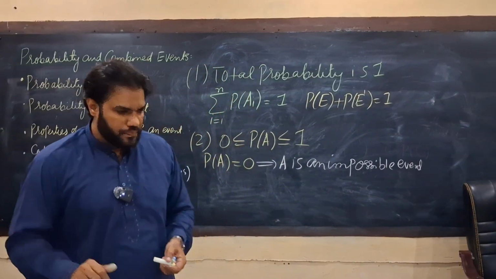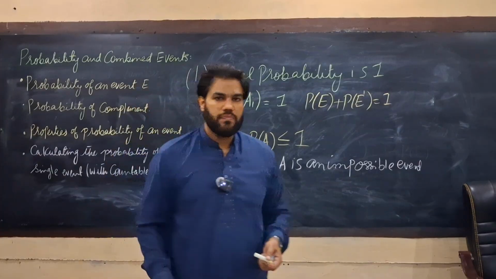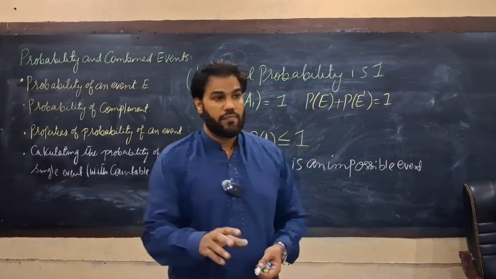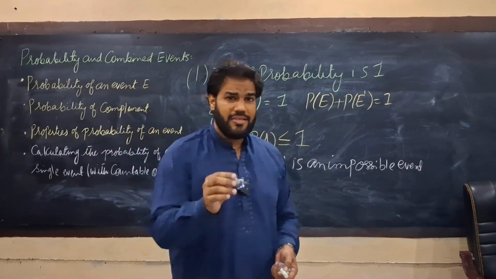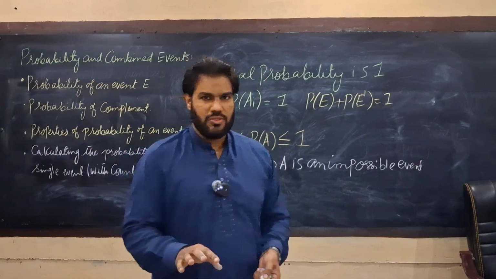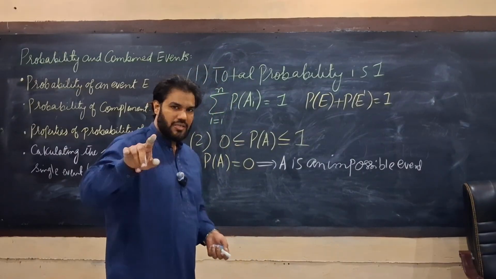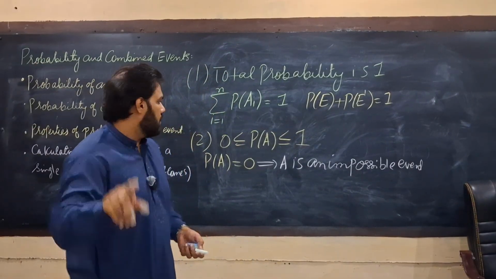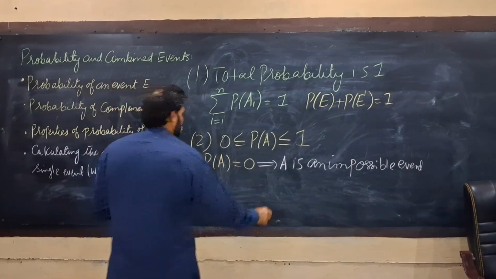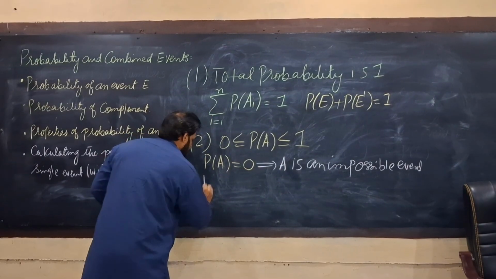For example, when you throw a die, you say the outcome will be 7. This is not possible. If we have a 6-faced die, then it has only 6 outcomes: 1, 2, 3, 4, 5, 6. There is no outcome of 7. So occurrence of 7 on a single die is not possible. In that case, A will be an impossible event and its probability will be 0.